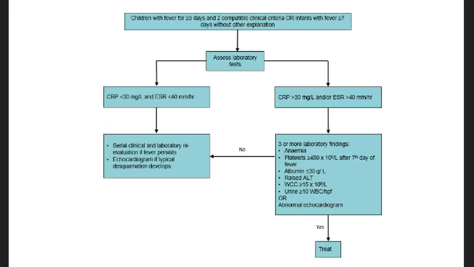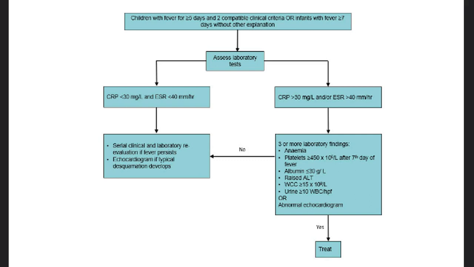The AHA recommends that when fever for 5 days or longer plus 2 or 3 of the principal clinical features are present without an alternative explanation, a C-reactive protein, CRP, level and erythrocyte sedimentation rate, ESR, should be obtained. If the CRP level is less than 30 and the ESR is less than 40, the child is monitored clinically. Re-evaluation of these laboratory markers takes place if fevers persist, and an echocardiogram is performed if skin peeling develops.